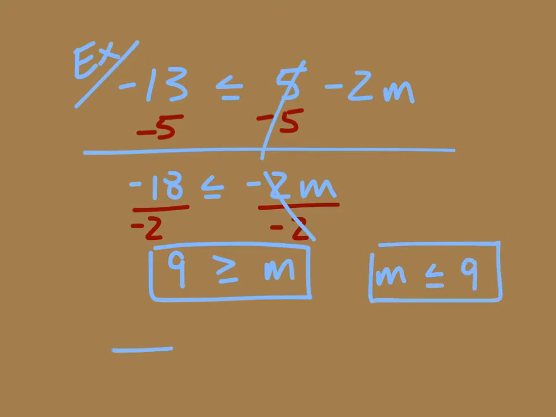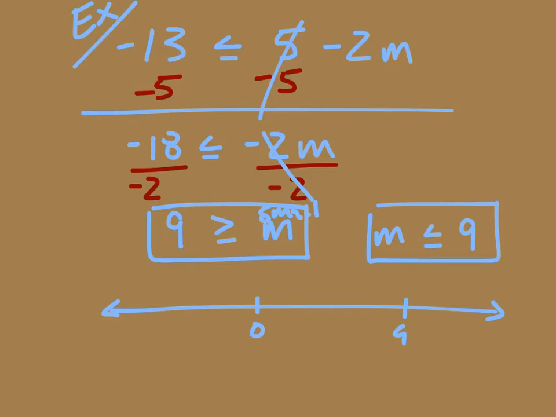So if I wanted to graph this, I would put 0 somewhere. I'd put 9 somewhere else. m is small because we are less than or equal to 9. So I want to put a colored in circle because we're also equal to. That little line down there means I'm going to color that in. And then we're going to shade that to the left, because remember that left means that we are small.